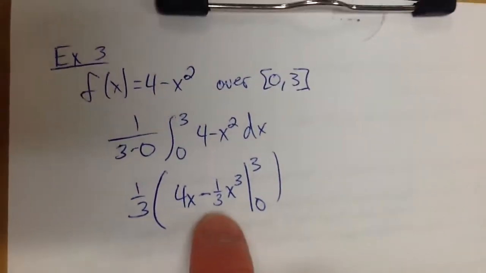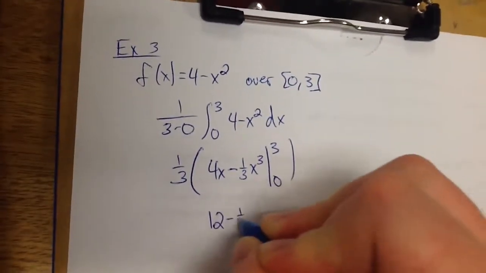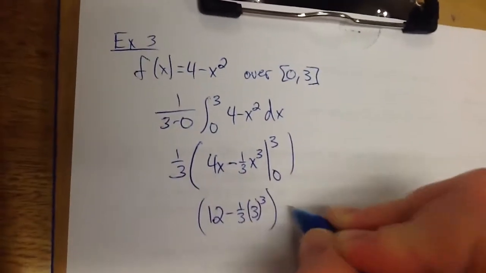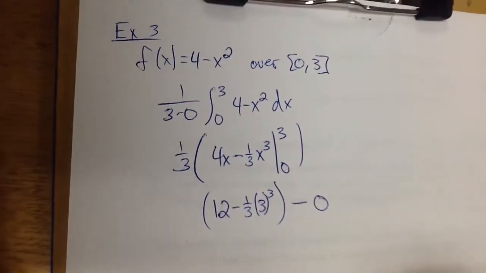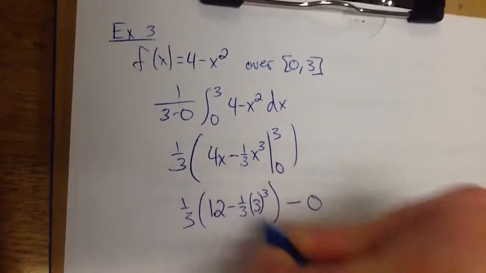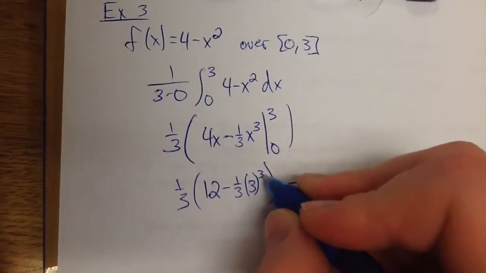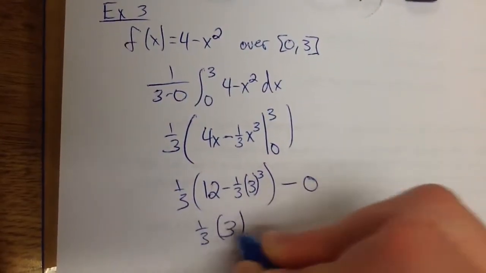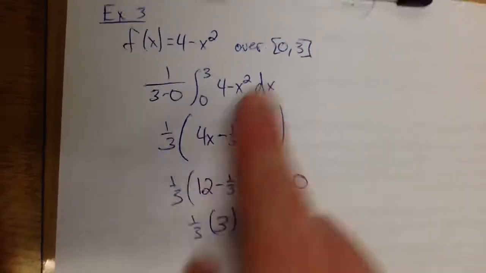So then I got to plug in my points. Plug in 3 would be 12 minus 1/3 times 3 to the third. Minus, well, if I plug in 0, that's nice, just 0. So 1/3 times this is all I need. Well, 3 to the third is 27, 27 times a third is 9, 12 minus 9 is 3. So I have 1/3 times 3, which is 1. So the average value of that function over that interval is 1.